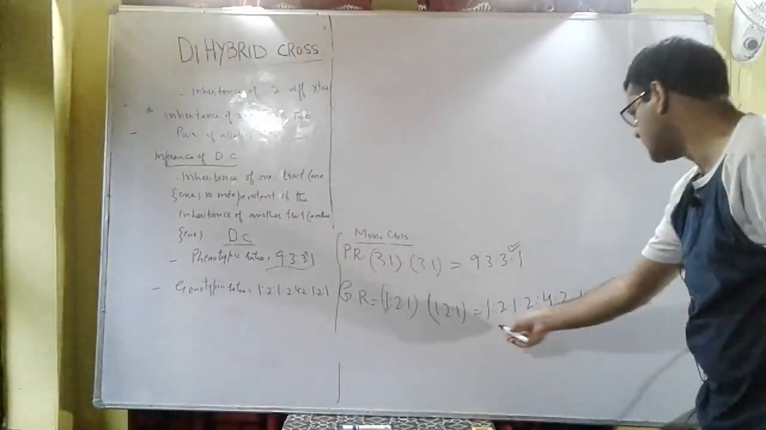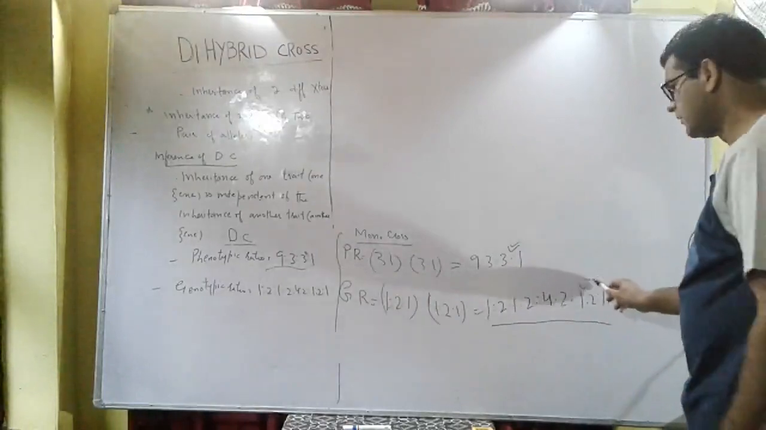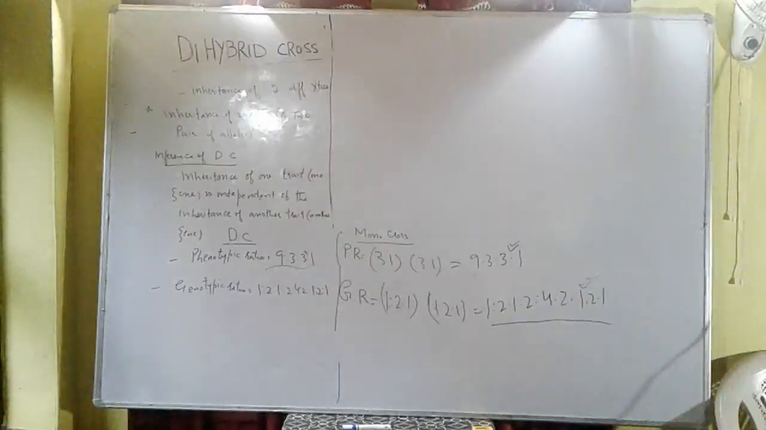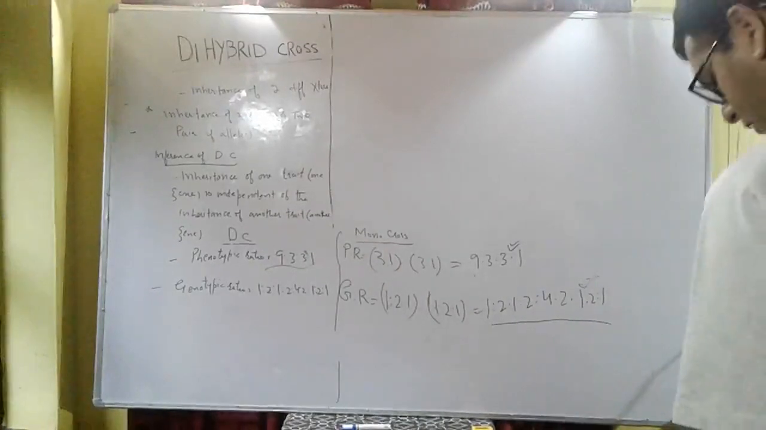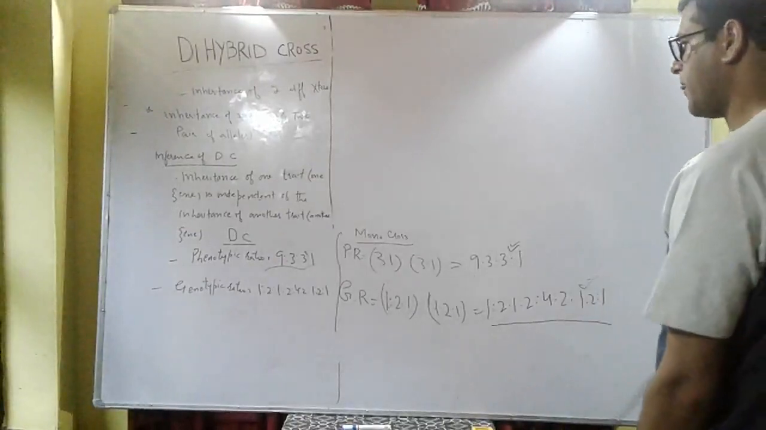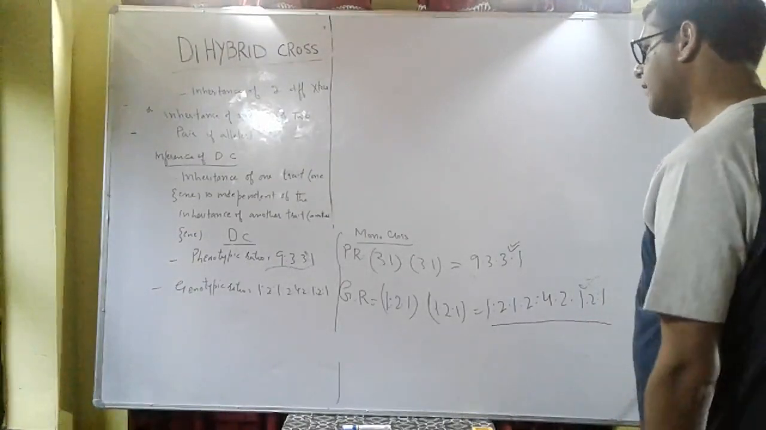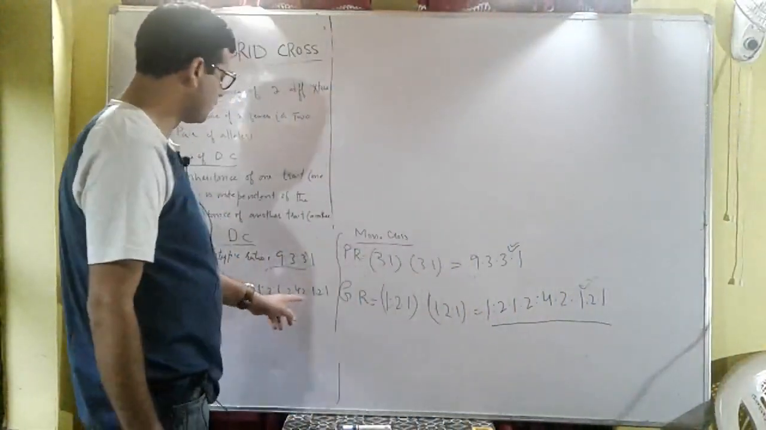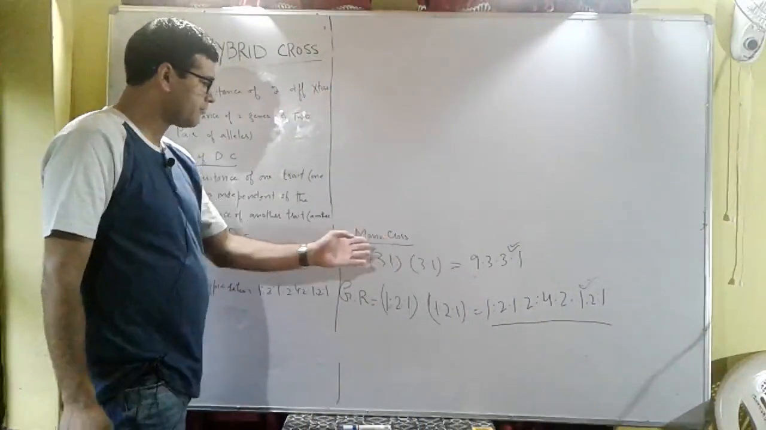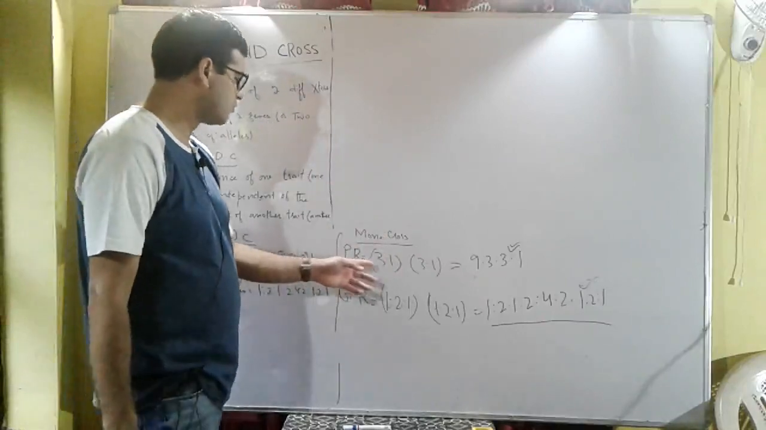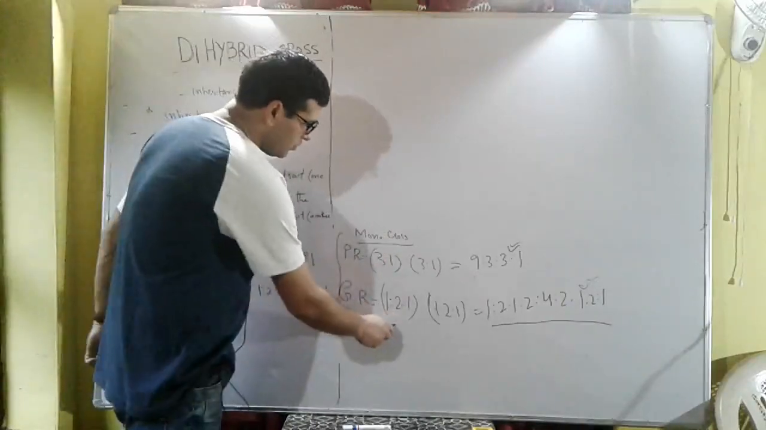So we have got this, the typical genotypic ratio in case of a dihybrid cross. So the phenotypic ratio in case of a dihybrid cross is 9:3:1, and the genotypic ratio in case of a dihybrid cross is 1:2:1, 2:4:2, 1:2:1. We have calculated it from the monohybrid cross. That is why we have phenotypic ratio 3:1 and genotypic ratio 1:2:1.